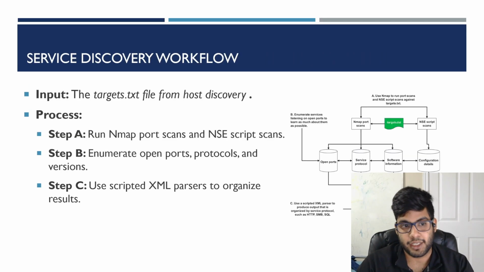So this is our technical roadmap. We take our list of live IP addresses, which we got in the previous chapter, and we'll use Nmap to scan for open ports. This tells us what software is running, its version, and how it's configured. Finally, we use a script to organize all the data into a clean list based on the protocol, like a list for just web servers or just databases. So we have to organize the results in order to utilize them in an efficient way.